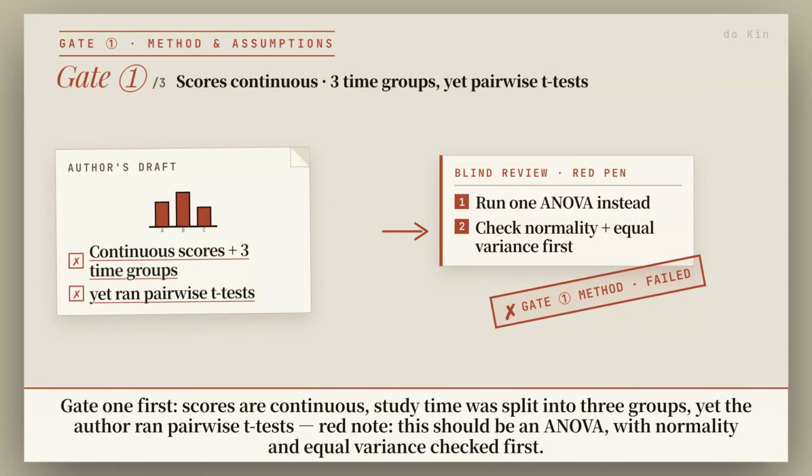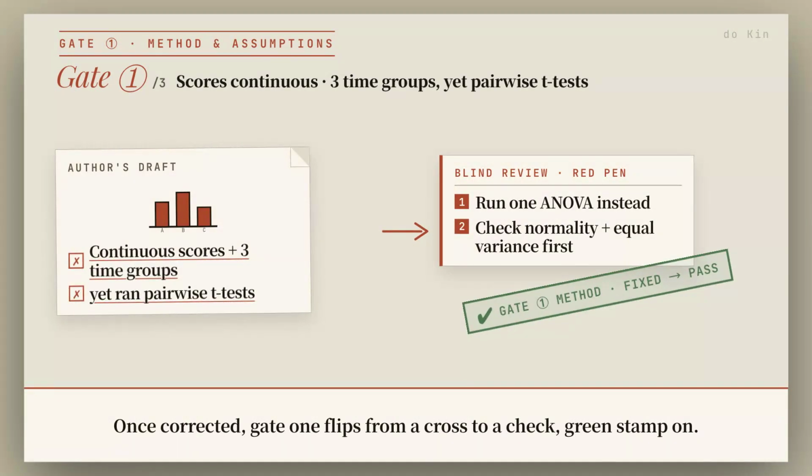Gate 1 first. Scores are continuous. Study time was split into 3 groups, yet the author ran pairwise t-tests. Red note. This should be an ANOVA, with normality and equal variance checked first. Once corrected, Gate 1 flips from a cross to a check, green stamp on.